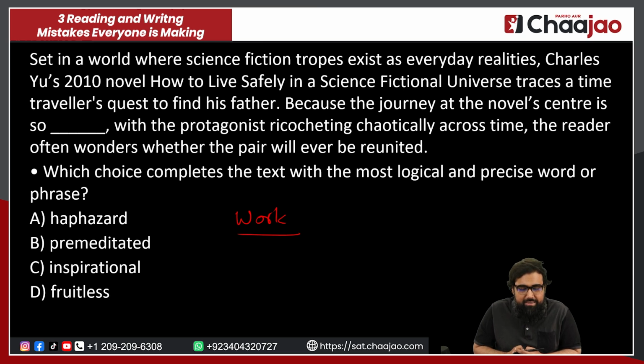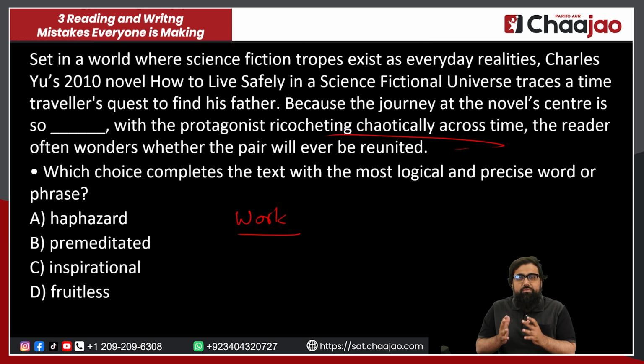So if you look at it, it says, set in a world where science fiction tropes exist as everyday realities, Charles Yu's 2010 novel How to Live Safely in a Science Fictional Universe traces a time traveler's quest to find his father. Because the journey at the novel's center is so blank, with the protagonist ricocheting chaotically across time, the reader often wonders whether the pair will ever be united. So something is happening chaotically, right? So there is chaos, something related to chaos, that you need in your blank.